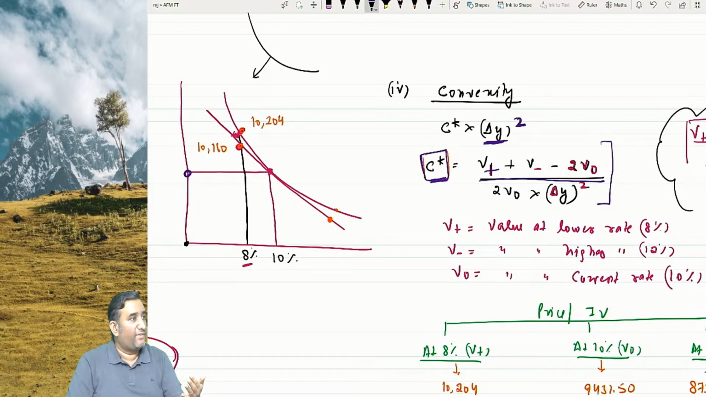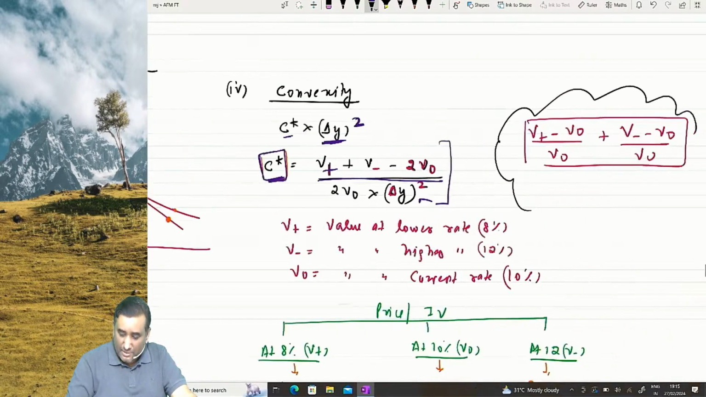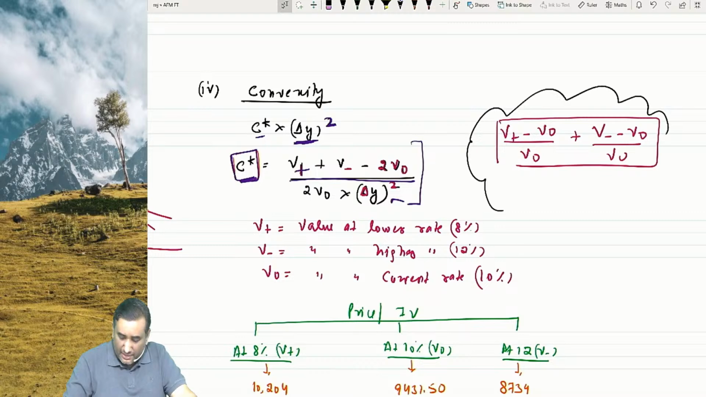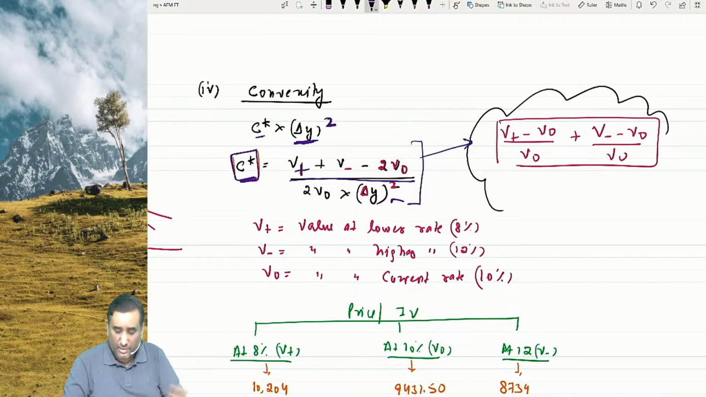Since it's a derivative of the second function, it's a delta y change that comes. So when you multiply C star into this, something would come. As of now you might not be able to appreciate what exactly it is. When we get the number, we'll see that this will fill the gap between this tangent and this part here. If I try to decode the formula, V plus is the value at the lower rate, which gives a higher value.